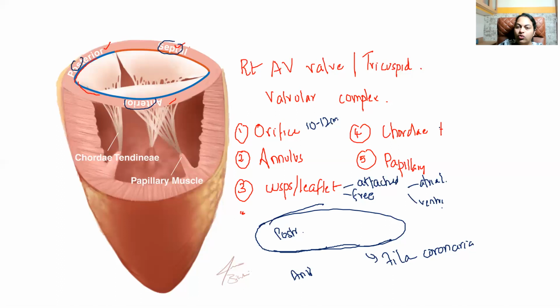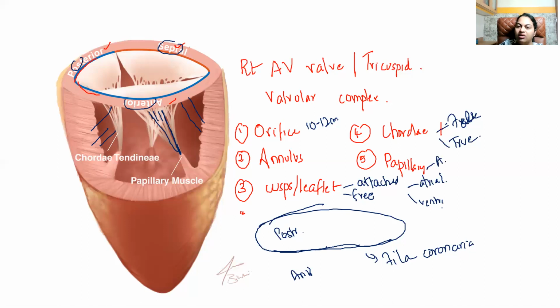Chordae tendineae are of two types, the false chordae and the true chordae. You know, the chordae tendineae attaches the cusp to the papillary muscle. The true chordae will attach the free margin of cusp to the papillary muscle. The false chordae will extend from the cusp to the ventricular wall, but not to the papillary muscle. These type of chordae tendineae are called false chordae.